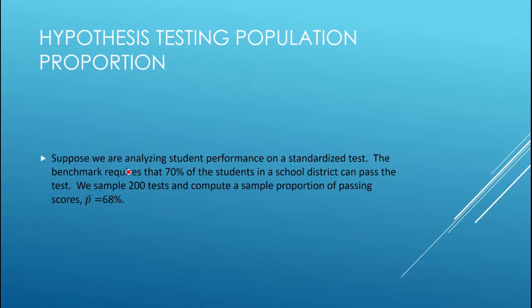So I need to come up with a different example that's appropriate for proportions. Let's say we have an example where there's a school district that has a test that they administer. It's a standardized test. And the school district needs to have 70% of their students pass this test, or the school will be labeled as a failing school district. And so we sample 200 tests, and we compute a sample proportion of students who pass the test. And we find that that sample proportion, p bar, is equal to 0.68, which is below the 70% benchmark.